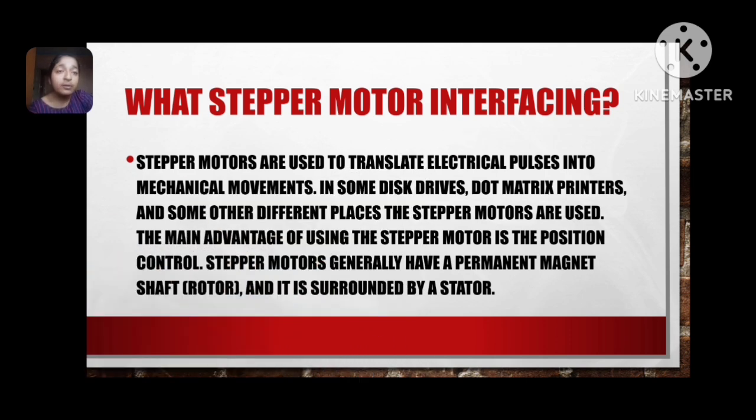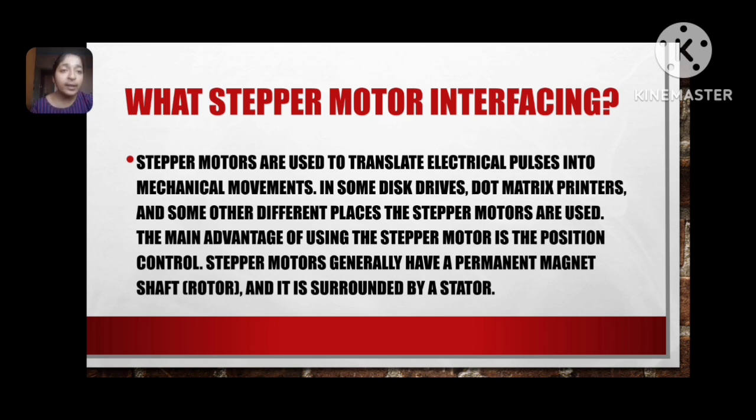What is a stepper motor? Stepper motors are used to translate electrical pulses into mechanical movements in some disk drives. We'll be seeing the different types of drives in stepper motor interfacing with the 8051 microcontroller. The stepper motor interfacing has three different drives. These are nothing but disk drives. Dot matrix printers and some other places also use stepper motors.